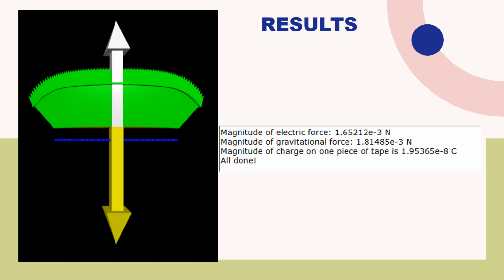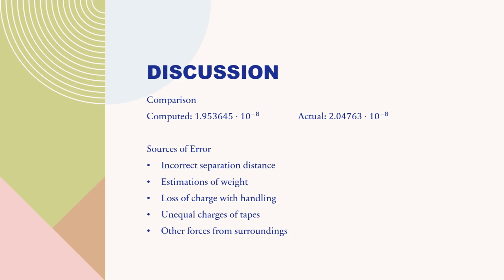So the results were that the electric force was 1.65212 times 10 to the negative 3rd newtons. The gravitational force was 1.81485 times 10 to the negative 3rd newtons, and the magnitude of charge on one piece of tape is 1.95365 times 10 to the negative 8th coulombs. So the computed value was really close to the actual value, but a little bit less, and the sources of error were that I estimated the separation distance and the weight. There could have been loss of charge with handling, or unequal charges of the tapes, or other forces from the surroundings.